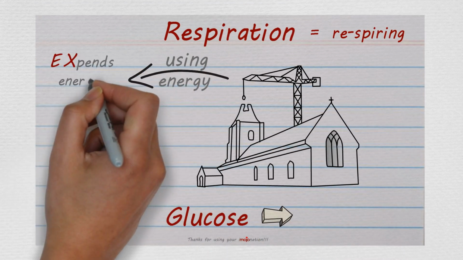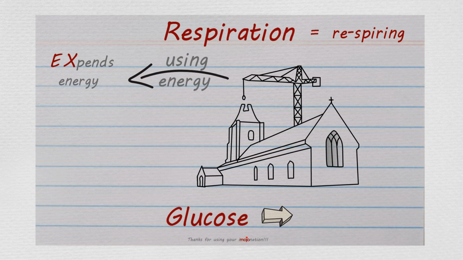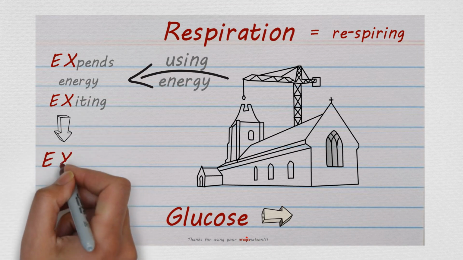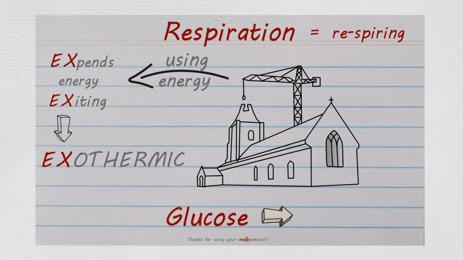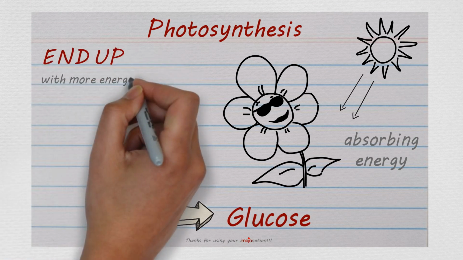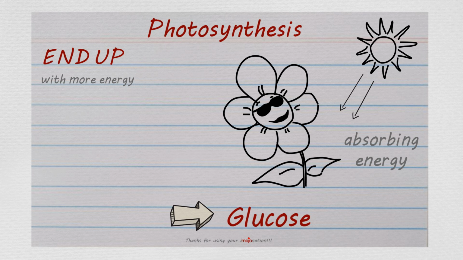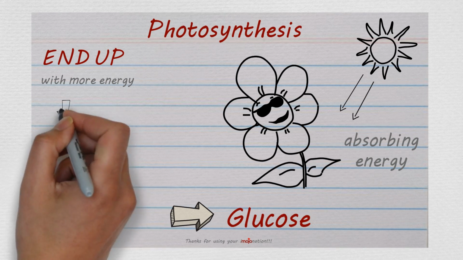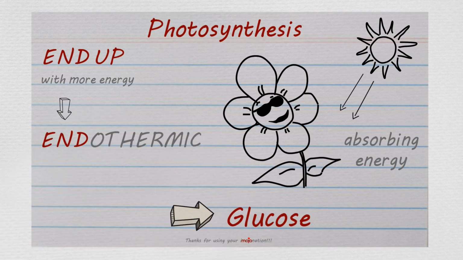Respiring a church expends lots of energy. We think of this as energy exiting the equation. Expends, exiting. This reminds you that respiration is an exothermic reaction. By comparison, photosynthesis feels utterly calm and peaceful, just absorbing energy from the sun. You end up with more energy than you started with. End up helps to remember that photosynthesis is an endothermic reaction.